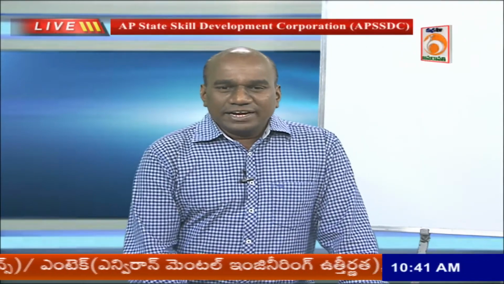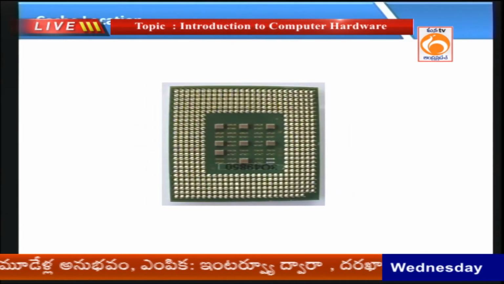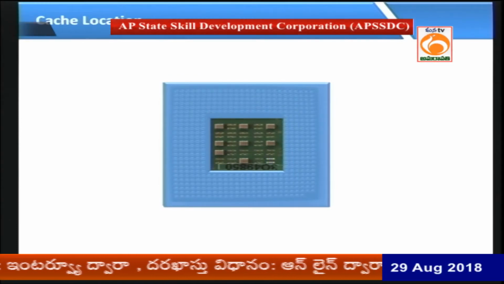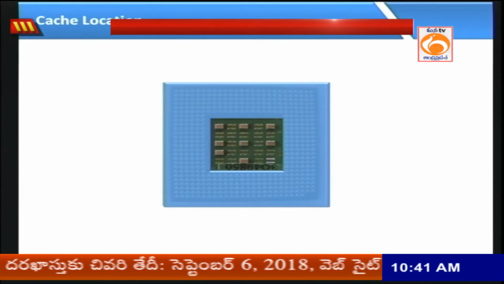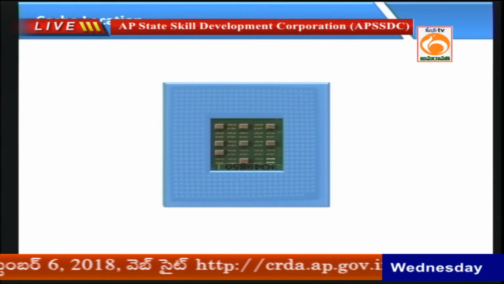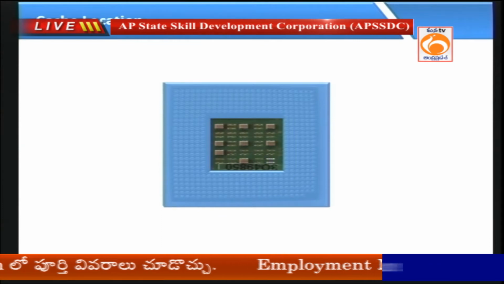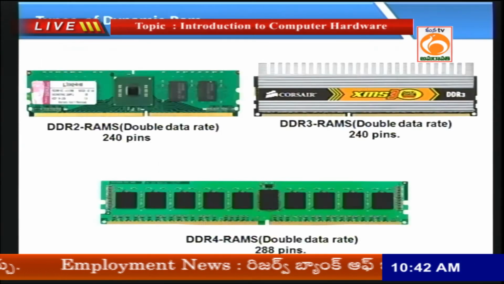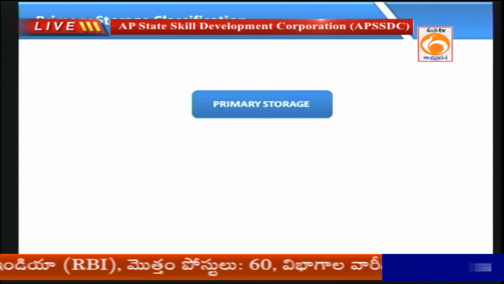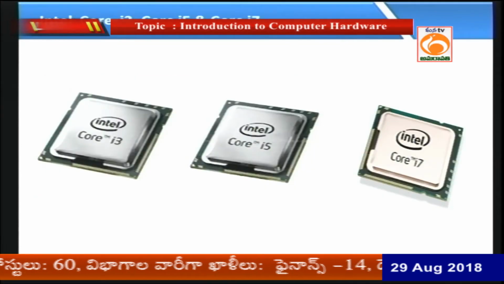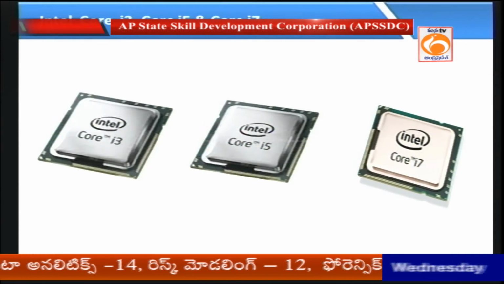Everybody look at the screen. Here one processor is there. The cache which is located inside the processor is called L1 cache. The expected L1 cache memory size, as per my knowledge, starts from 4 KB to 512 KB. This is internal cache, or L1 cache: the cache which is located inside the processor is called internal cache.